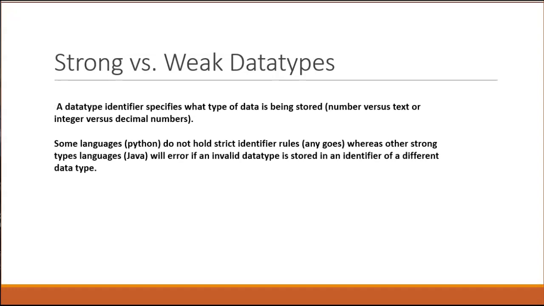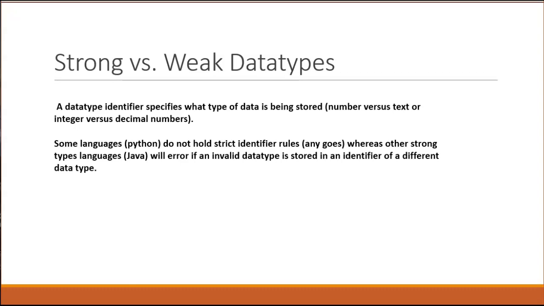Identifiers also have data types, and some programming languages are strongly typed and some are weakly typed. What this means is this. In Python, for example, if I create a variable called car, I can at any time store a number or text in that memory location. Other languages are strongly data typed, because Python's weakly data typed. Strongly data typed languages have rules in terms of what that identifier can store based on how it was declared.